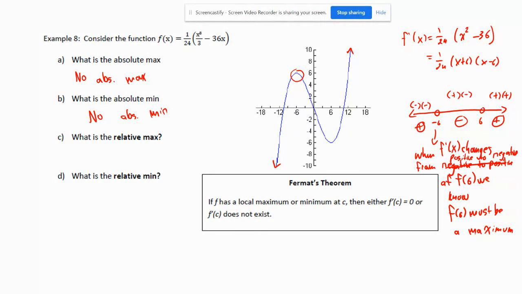Okay, if it changes from negative to positive, that means it goes decreasing, so the function is going down, hits a derivative of 0, and starts going up. That means it must be a minimum. This is what we call the first derivative test. So over here, the relative max is at (-6, 6). The relative min is at (6, -6).